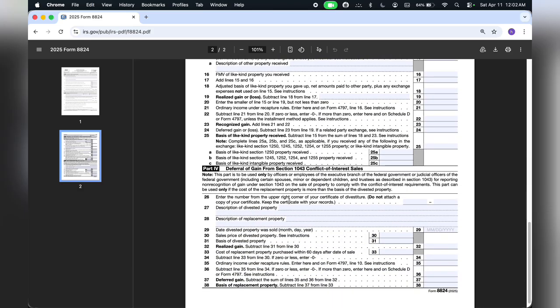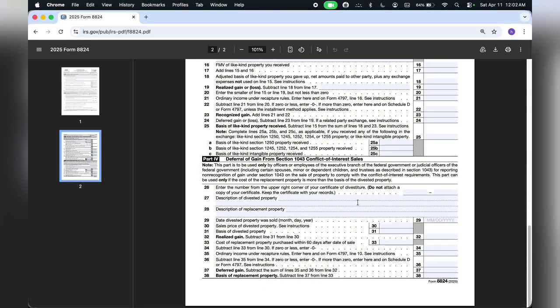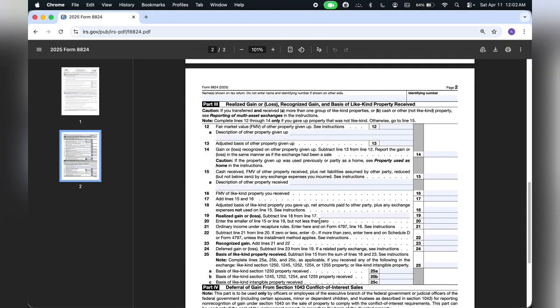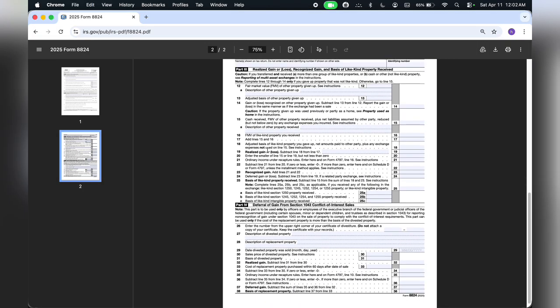And finally, the last part covers certain conflict of interest situations, mostly involving government-related exchanges, and if this doesn't apply, you can usually leave it blank. And that is it. Just go through each line carefully and make sure your numbers are accurate before submitting.